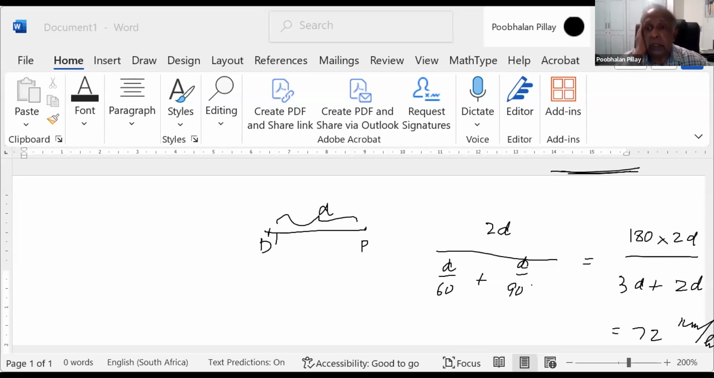Right, so it's 72, and as I said, it's not 60 plus 90 divided by 2. You have to do it like this. The total distance over total time is the average speed. Just remember that. That is what you mean by average speed.